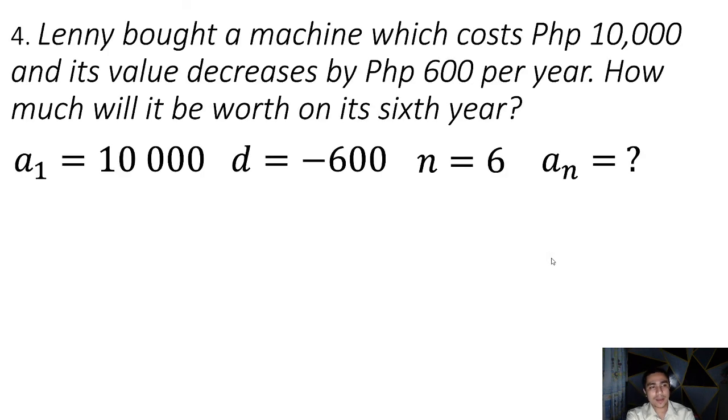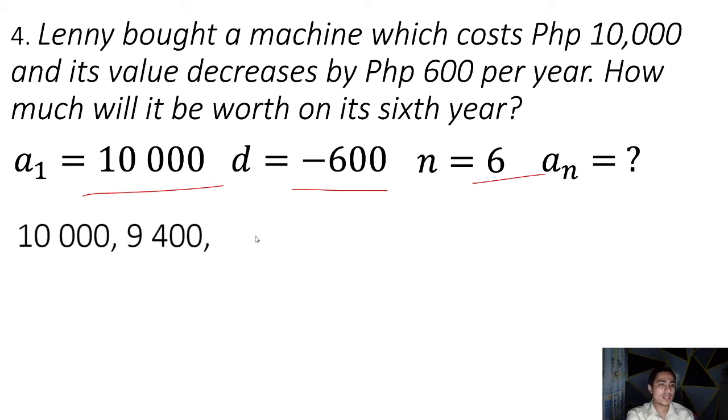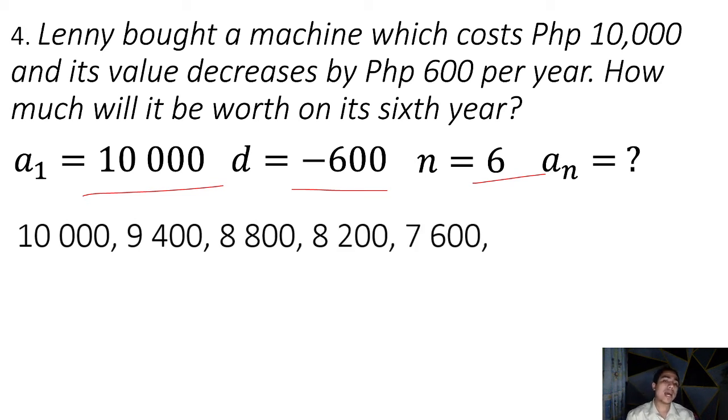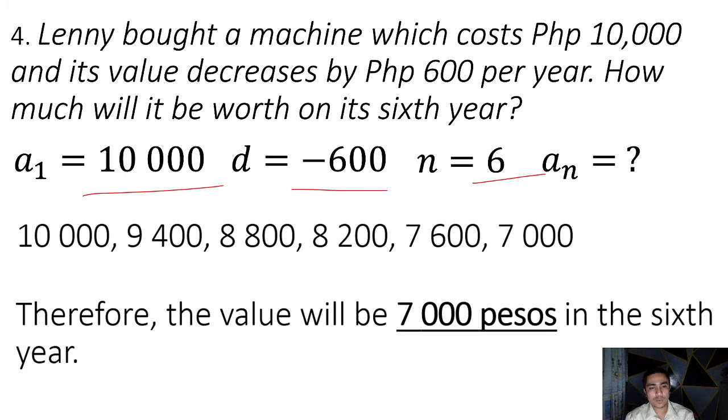So, 6 years lang. Madaling imano-mano. Ito na yung ating given. 10,000 pesos, negative 600 pesos, and 6. Ilan dapat? 6, di ba? 10,000, 9,400, 8,800, hanggang sa maka-6 na tayo. Therefore, our price will be dropped up to 7,000 pesos na lang. So, after 6 years, 7,000 pesos na lang yung halaga nung machine.